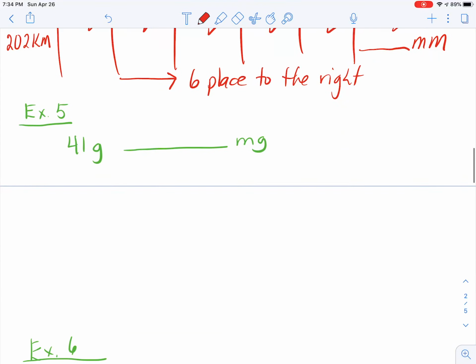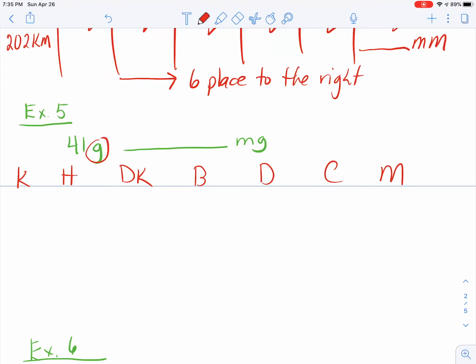Example 5. 41 g converted to mg. That g is a base unit. It's grams. Converting it to mg, which is milligrams. But let's set up our chart. King Henry died, remember DK, base died by drinking chocolate milk.